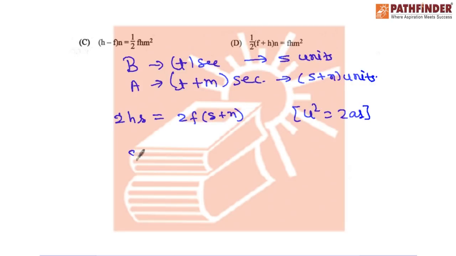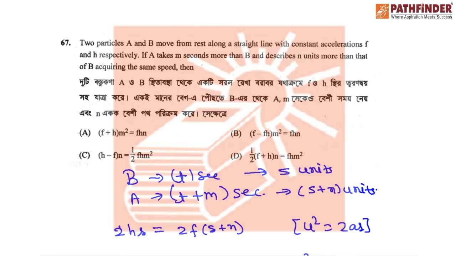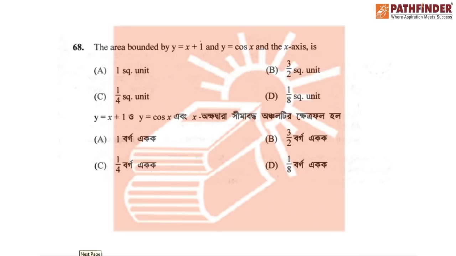So we can write s is equal to fn by h minus f, but s is equal to half of ht square. So we'll get h minus f times of n is equal to 1 by 2 fh m square. 1 by 2 h minus fn equal to 1 by 2 fh m square, which is given in option C. Now move to question number 68.